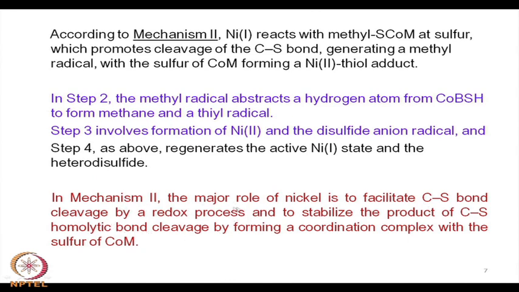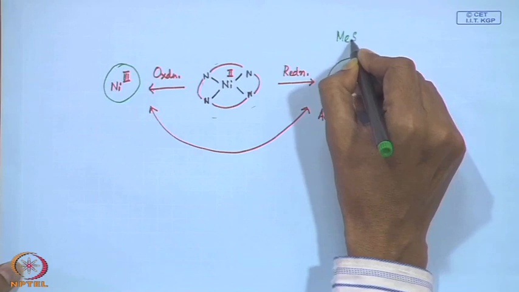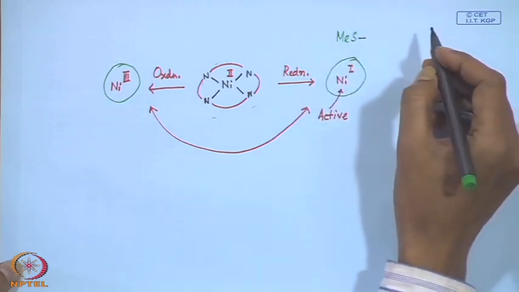The identification of this redox process is so important that in the biological system, the redox process is involved there, and you can go for the corresponding CS bond cleavage. And to stabilize the product for the CS homolytic bond cleavage, it forms a coordination complex with the sulfur of COM. That means ultimately you are stabilizing this particular center. That means where we are talking about the corresponding environment, it is the methyl sulfide.